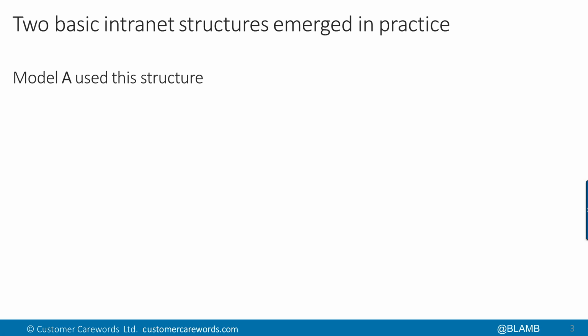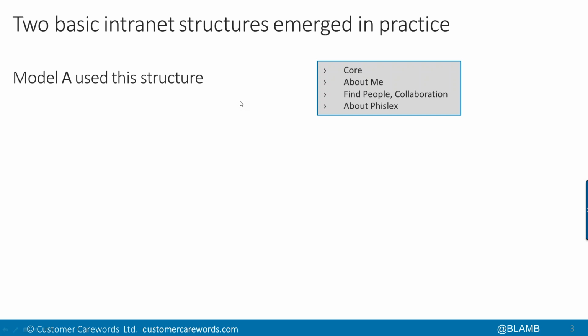For this presentation, we'll call one Model A, and it used this sort of structure. It had the core, the unique set of tasks to an organizational context that I discussed, About Me tasks, which are all about everyday employment type tasks like getting paid or going on holiday, Find People, collaboration type tasks, and then the About Company, which is here called About Fislex, because that's the name of the fictional company we used in the testing.